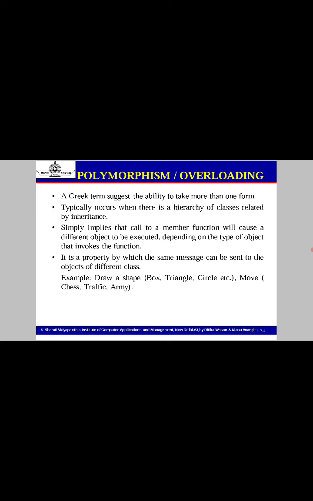We can change the number of parameters, the order of arguments, the data type of the arguments, and the return type, like that. That type of property is called overloading, that is, function overloading and operator overloading. Changing the definition of a function or an operator is called operator overloading and function overloading.